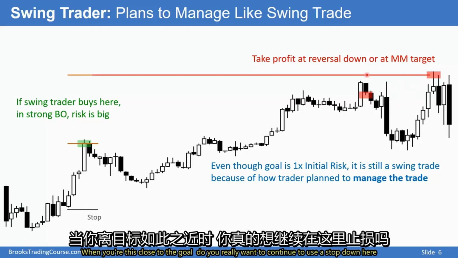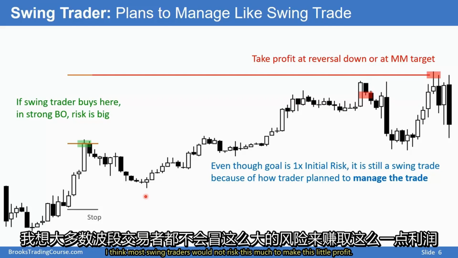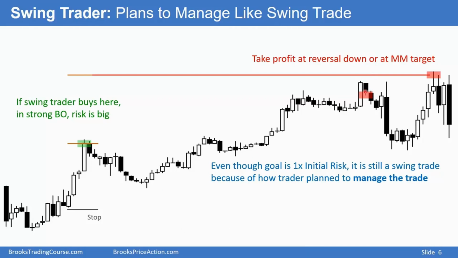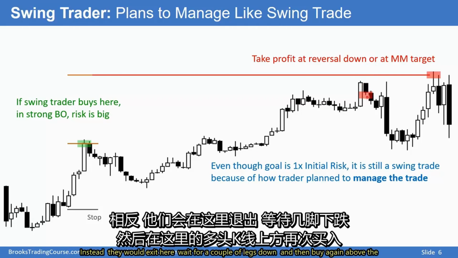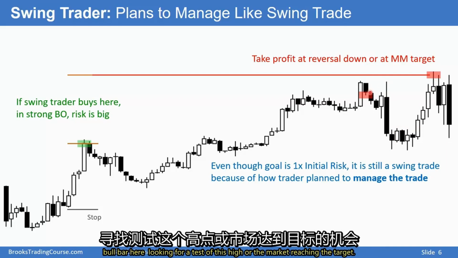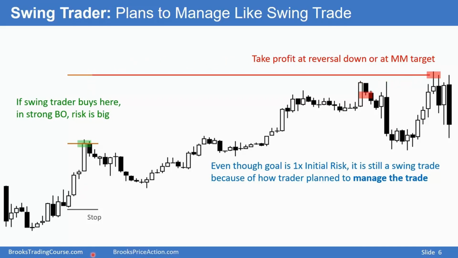When you're this close to the goal, do you really want to continue to use a stop down here? I think most swing traders would not risk this much to make this little profit. However, it's reasonable to do. Instead, they would exit here, wait for a couple legs down, and then buy again above a bull bar here, looking for a test of this high or the market reaching the target.